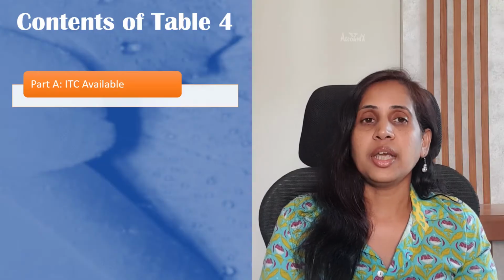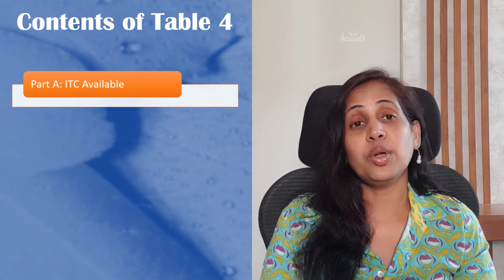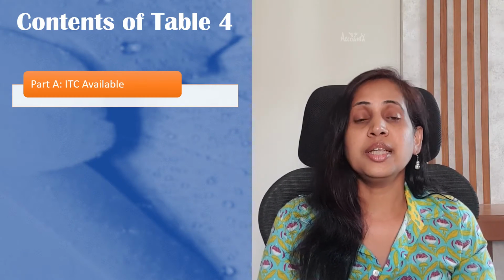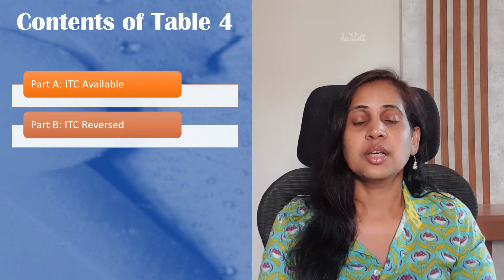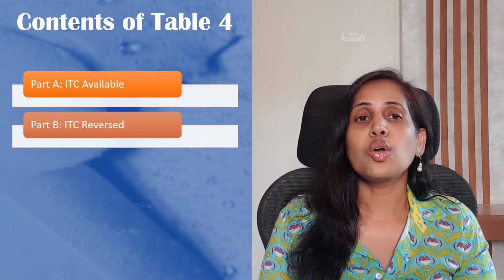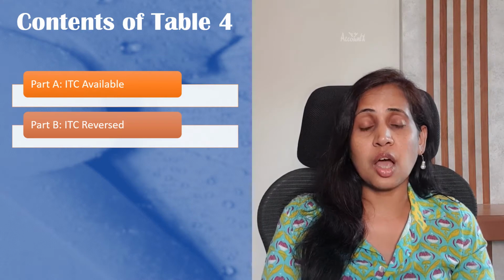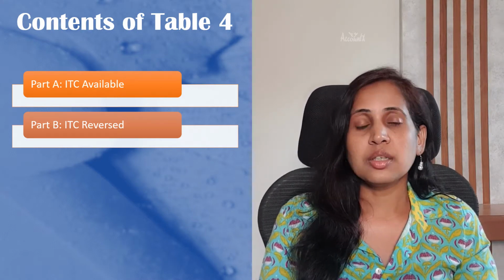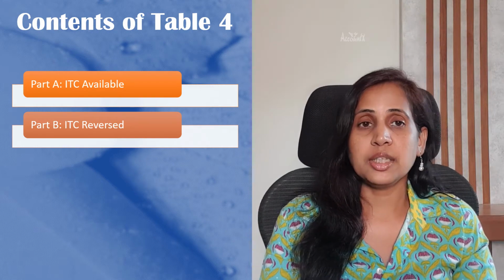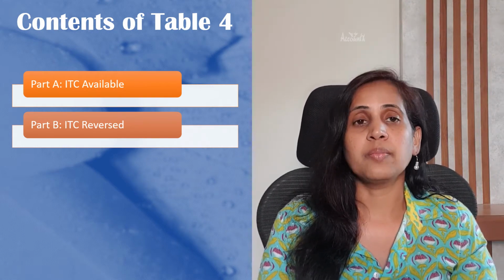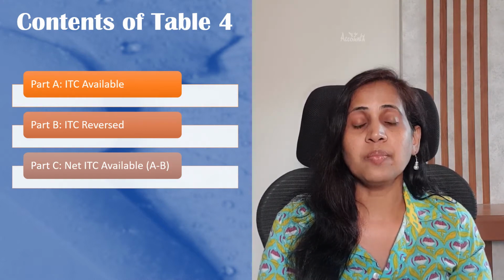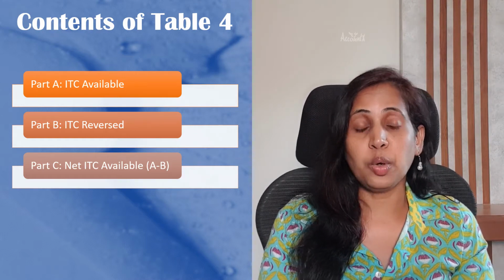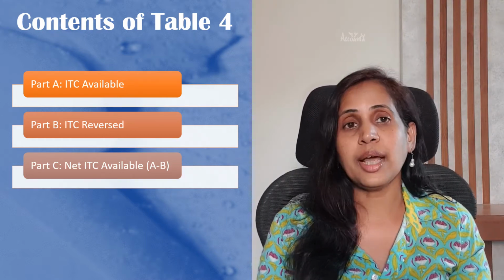Table 4 has 4 parts, part A, B, C and D. Part A is ITC available, that is input tax credit available. This part contains gross input tax credit that is available to you. Part B, ITC reversed. Here we can include transactions on which input tax credit is specifically disallowed, or if you don't satisfy certain conditions, then you would be required to reverse ITC. Such transactions would be included in Part B. Part C, net ITC available, that is the difference between Part A and Part B. This part gives you the total input tax credit available to you for the particular tax period.